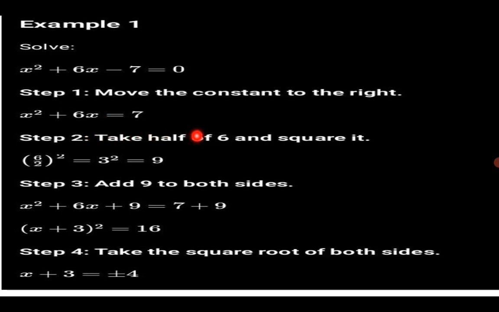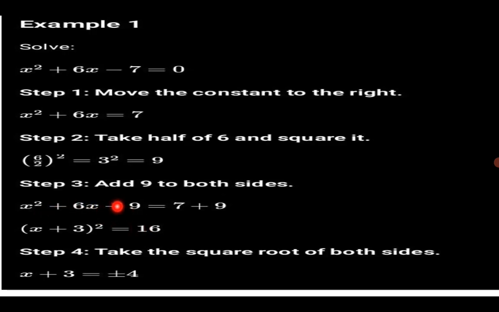And then take half of the coefficient of x here, and square it. So half of 6 is 3. So when you square it, it becomes 9. And then add 9 to both sides of the equation. So we add 9 to this side, you also add 9 to this side. So adding 7 to 9 is 16.